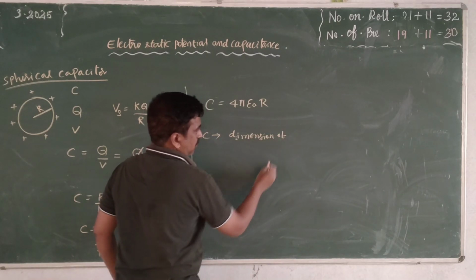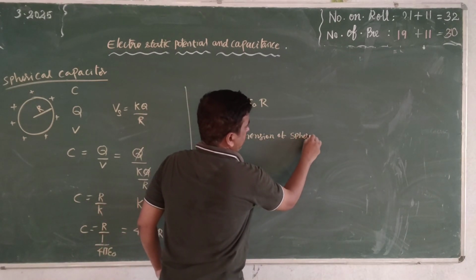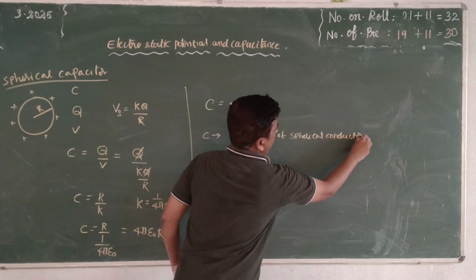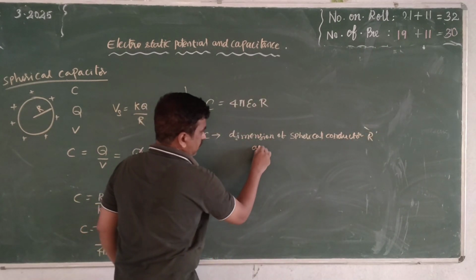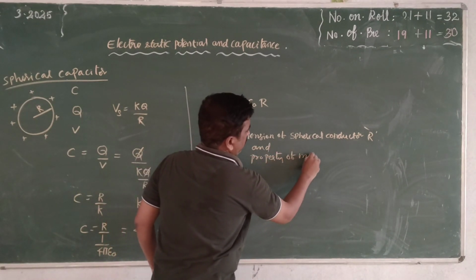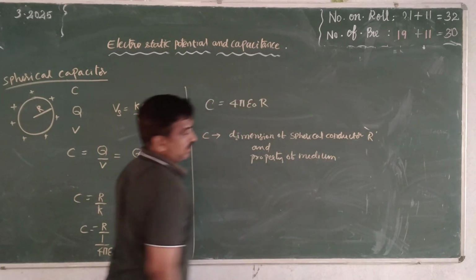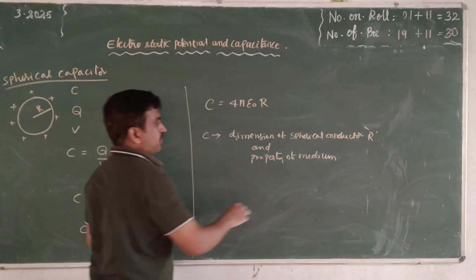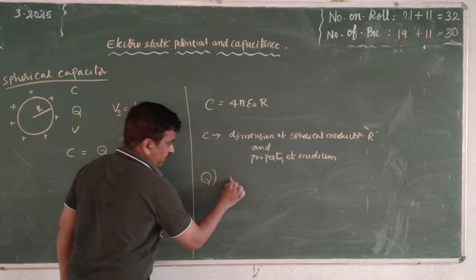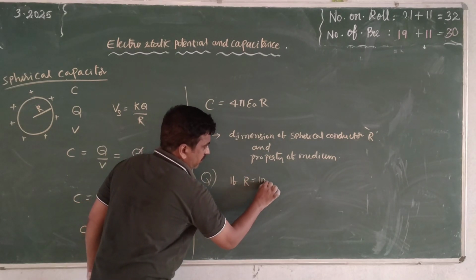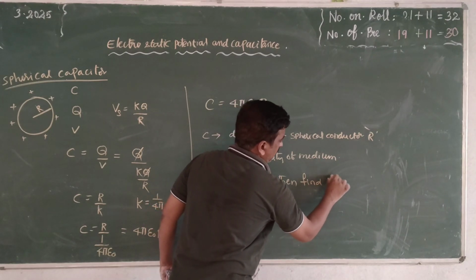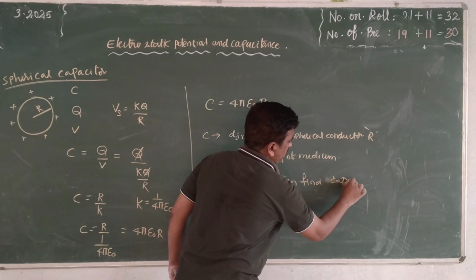dimensions of the spherical conductor, and the property of the medium. So the capacitance depends on its radius and the property of the medium. For example, we can do a problem here. If the radius equals 1 meter, find the capacitance of the spherical capacitor.